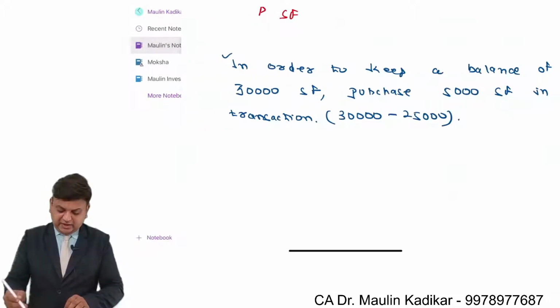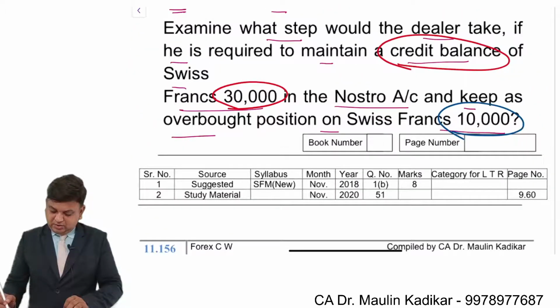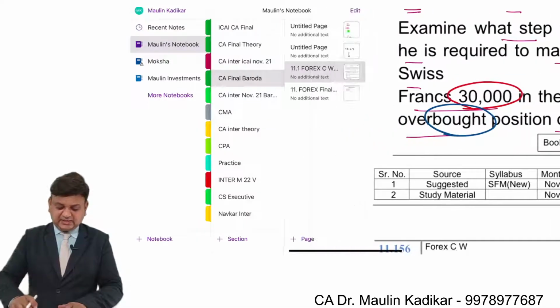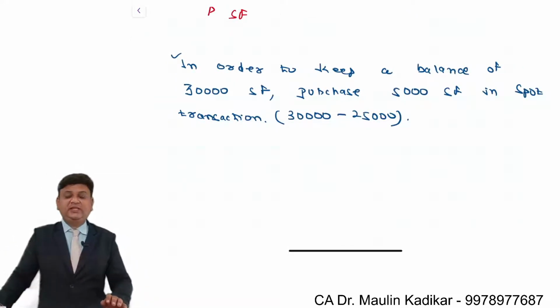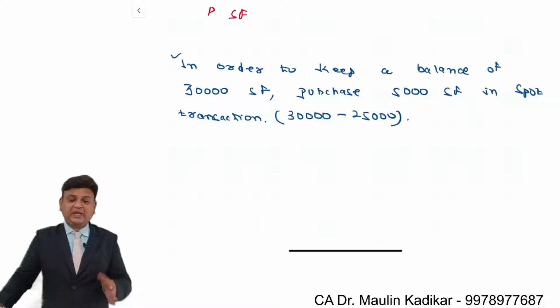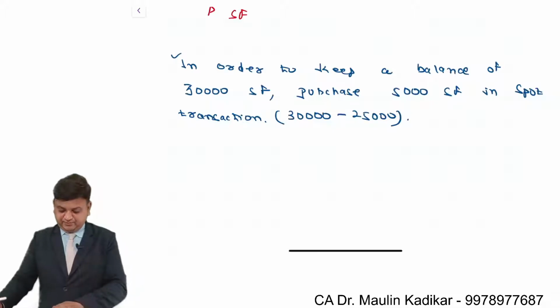If at all you want to have an overbought position of 10,000, then you again have to enter into a forward contract for purchasing 10,000 Swiss franc. That's the reason for entering into the forward contract, because it will not have the effect in the Nostro account, and it will have effect only in the exchange position.